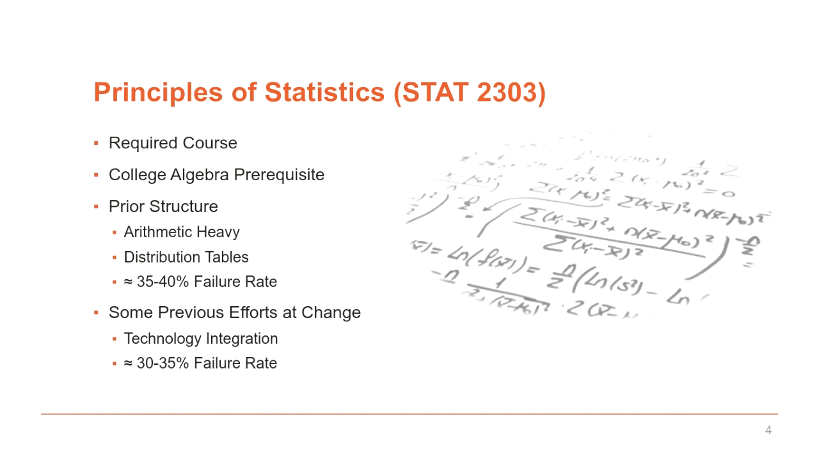The U of A was right there. We had this required course. Our prior structure was arithmetic heavy. We had distribution tables. We tried to incorporate technology, and that improved our failure rate a little bit, but we still had a long way to go.